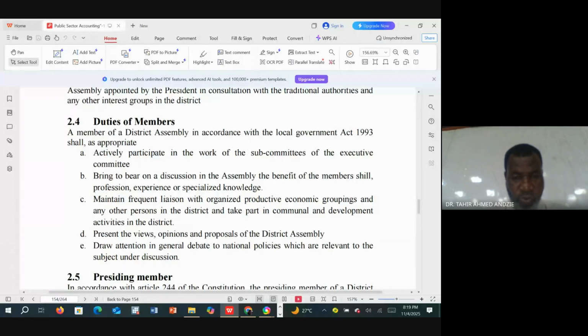profession, experience, or specialized knowledge. So what we are saying is that every assembly member must bring to bear whatever specialization, profession, or experiences they have. That's why if you are appointing assembly members, you don't appoint just anybody. Sometimes some of the local areas appoint people who are popular. They don't have any knowledge, but they are popular. They appoint them because the person can campaign or can give out toffee, and so the citizens ourselves are not being fair to ourselves.